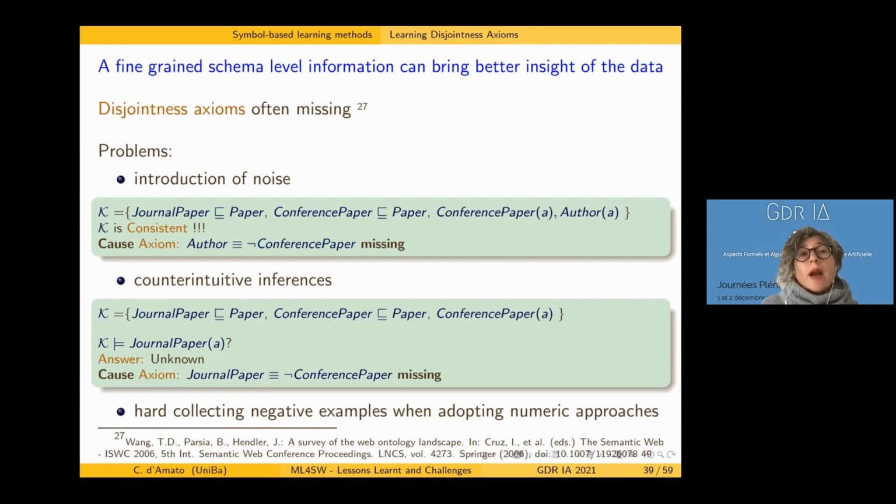So if we are able to somehow complete the existing knowledge by adding disjointness axioms, we can both have more fine-grained schema level information that is able to provide better insight of the data, and we can also have the main tool that allows us to collect negative examples that are extremely useful for applying knowledge graph embedding methods for performing knowledge graph refinement tasks.